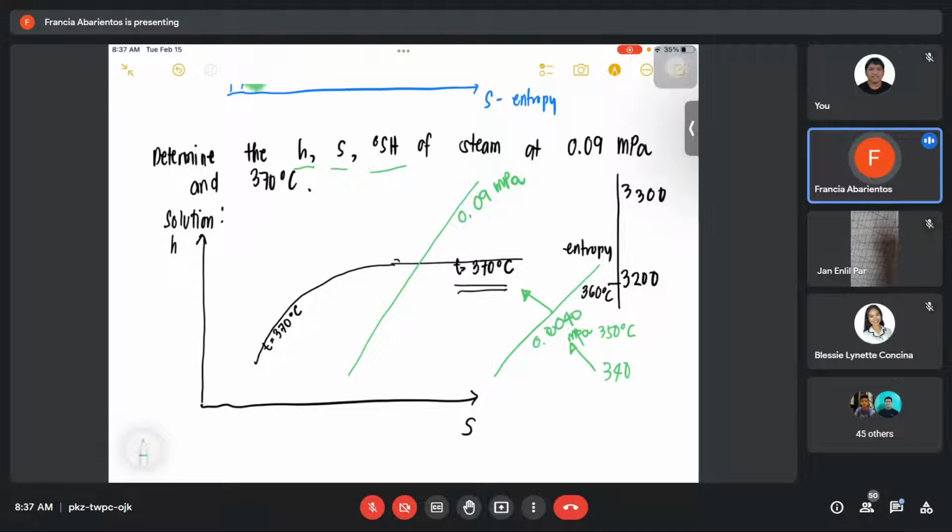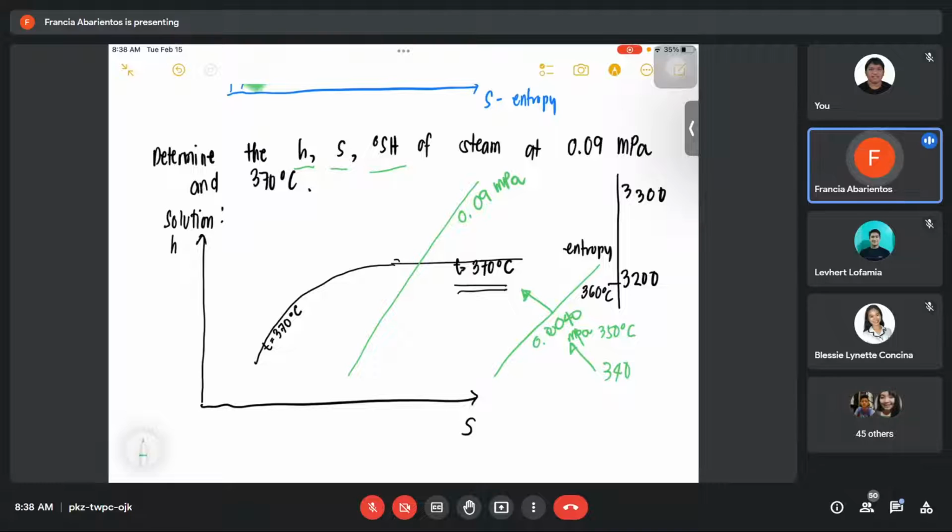Okay. So, pag nahanap niyo na yung class, we have that coordinate. So, makukuha na natin si entropy, si enthalpy, and the degree of superheat. So, paano natin makukuha? Given sa atin, makukuha natin is the degree of superheat. Paano natin makukuha itong degree of superheat? Okay, so we have 0.9.